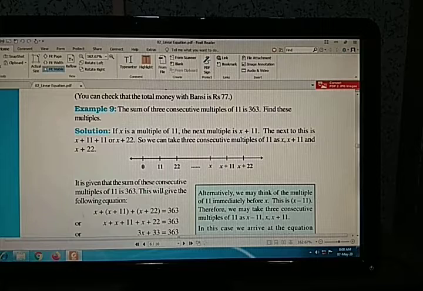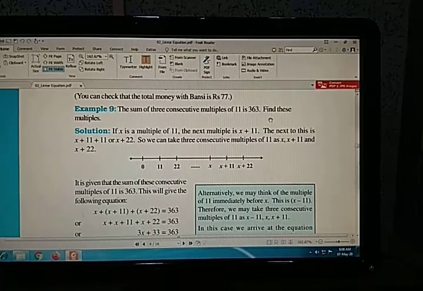Now example 9. The sum of three consecutive multiples of 11 is 363. Find these multiples. Now we know what a multiple is. Multiples are simply the next numbers. Say if we are considering the first three multiples of 11, they are 11, 22, 33. So these are the multiples.